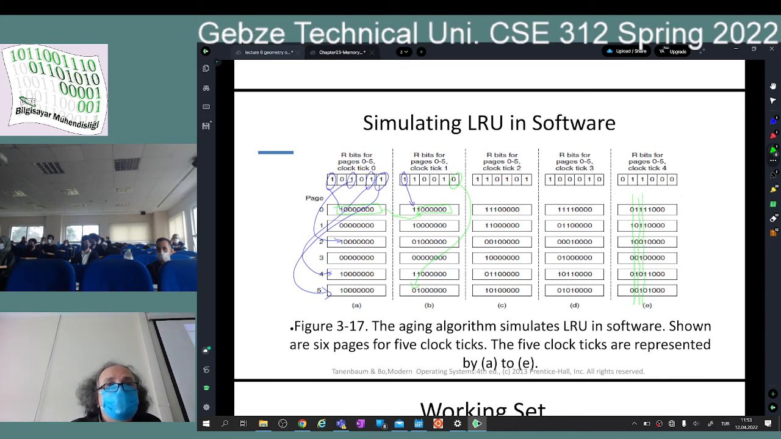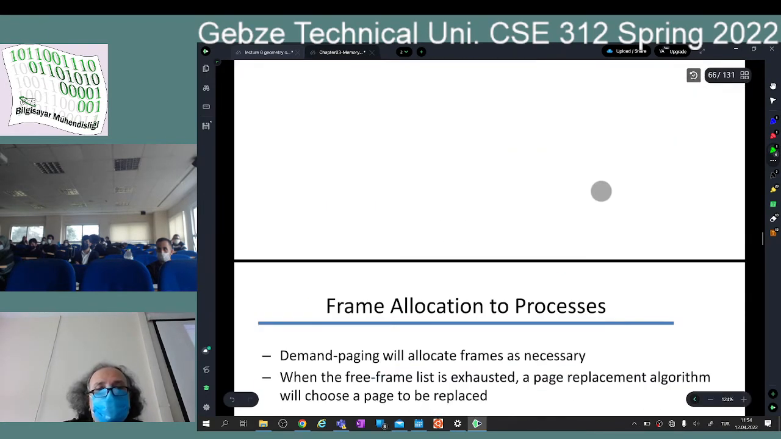Good, so this is simulating LRU in software, and it's called NFU with aging. Okay? NFU with aging. Any questions? Okay, if there are no questions, I am going to do this.